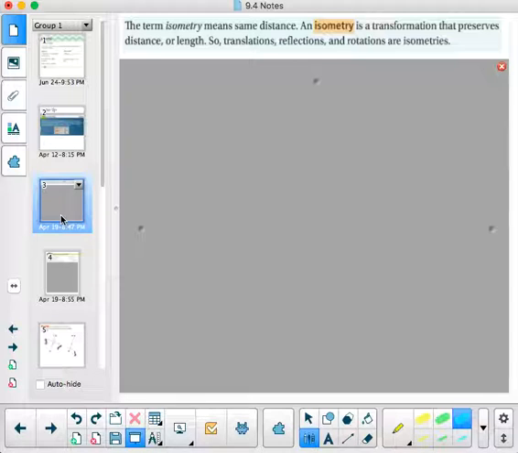Well, what is an isometry? An isometry is a transformation that preserves distance. Now, we've already discussed rigid motions, which also preserve distance, but today we're going to just focus on isometries. Examples of isometries include translations, reflections, and rotations.